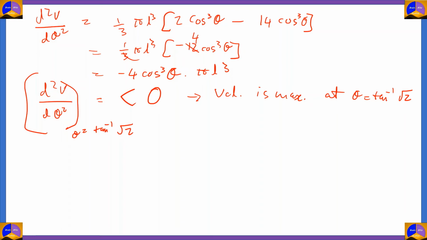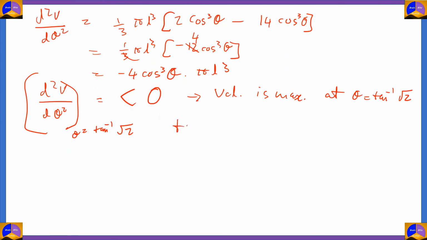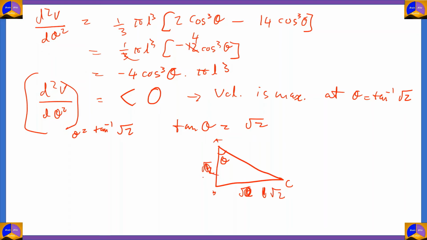Now, in order to find the given slant height, what we do here is we know that tan theta is equal to root 2. And we also know that theta is the semi-vertical angle. So therefore, in this triangle, what we get is that root 2 will be the opposite side and 1 will be the adjacent side, because tan theta is sine theta by cos theta. So that is opposite by adjacent. So opposite is root 2, adjacent is 1. Root 2 by 1 is equal to root 2, which is equal to tan theta.